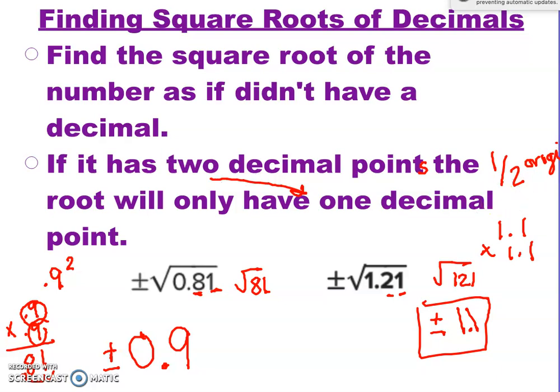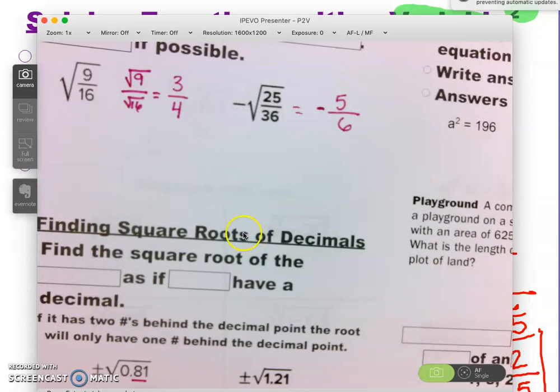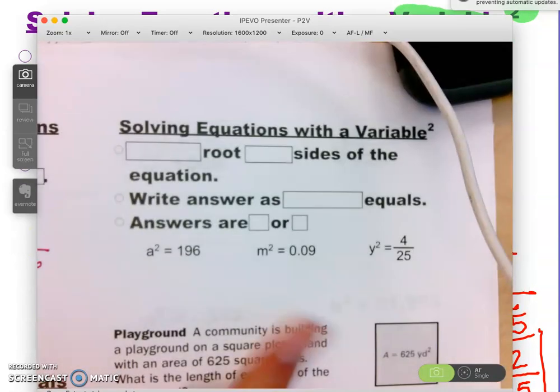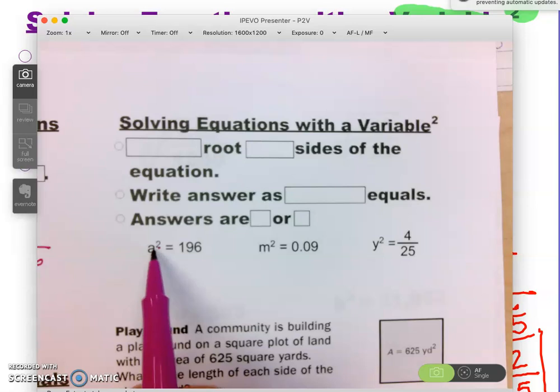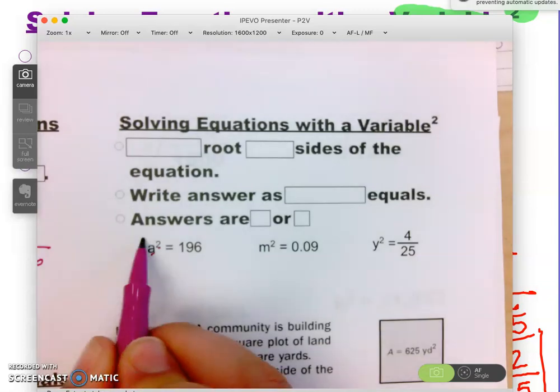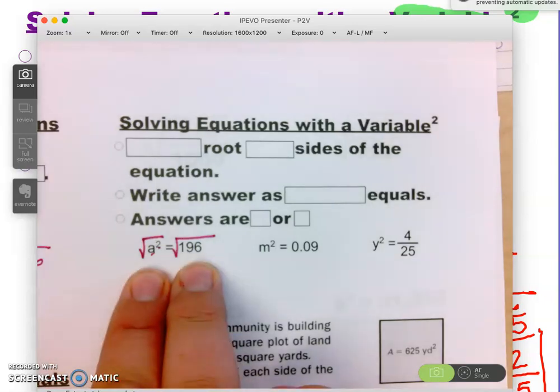Okay, solving an equation with a variable squared. Now, if you have something like this, you want to square root both sides of the equation. We're going to be getting into solving equations, but this is just for anything that has a variable squared. To undo this, so I need to get a by itself. I need to get rid of this 2, and to get rid of that 2, I need to square root it. So I'm going to square root both sides, and we'll learn this in the next chapter.